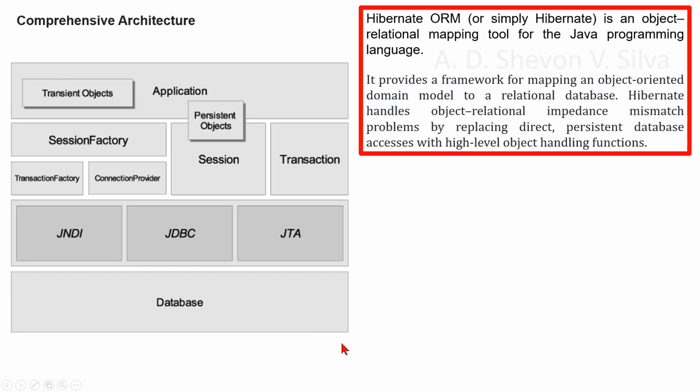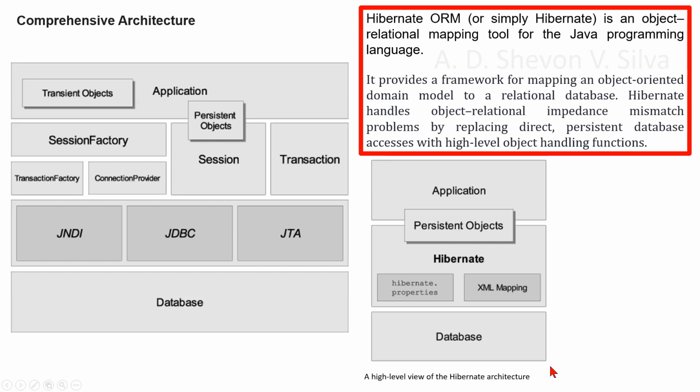Hibernate ORM, or simply Hibernate, is an object relational mapping tool for the Java programming language. It provides a framework for mapping an object-oriented domain model to a relational database. Hibernate handles object relational impedance mismatch problems by replacing direct persistent database accesses with high-level object handling functions.